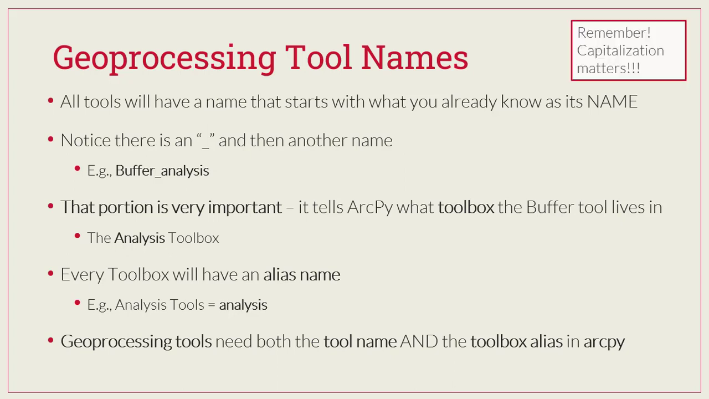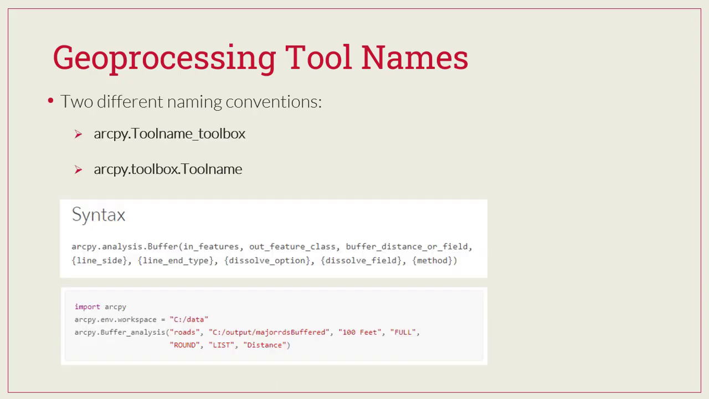Now, when it comes to our geoprocessing tool names, like everything in Python, capitalization matters. It is important that buffer starts with a capital B and that analysis starts with a lowercase a. That is how that name exists, and that's how ArcPy and Python are going to know what you want from it. So you need to make sure that you're paying attention in the help documentation as well to the capitalization of all of the tools.